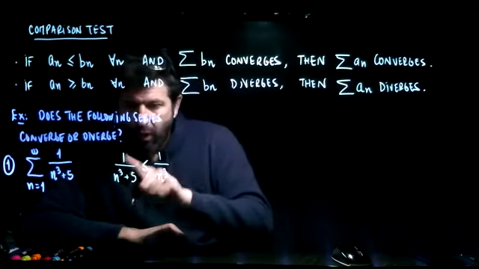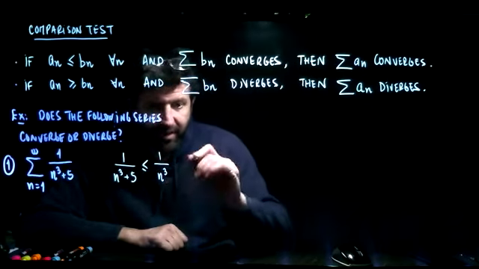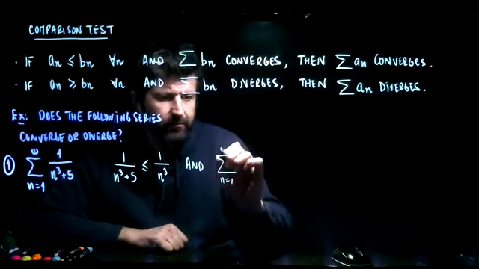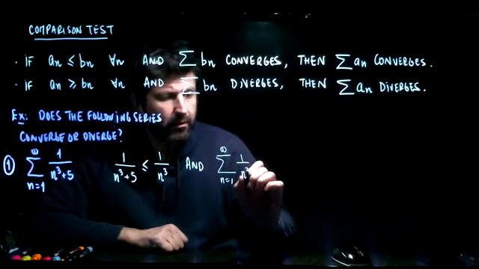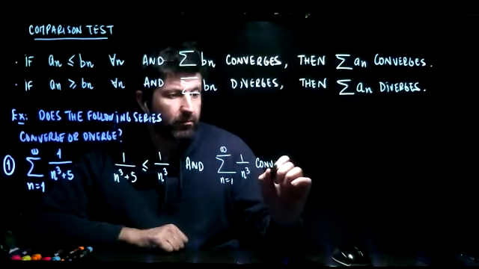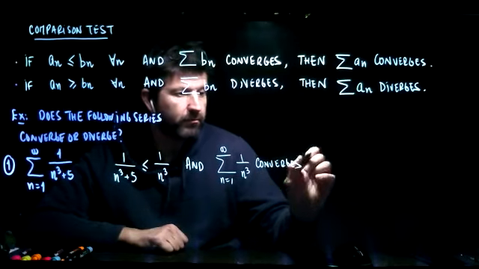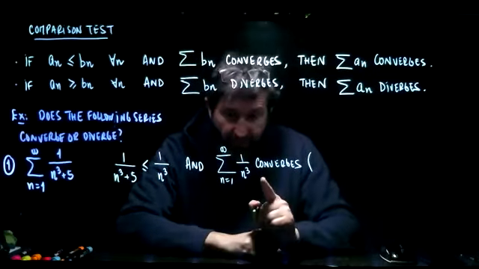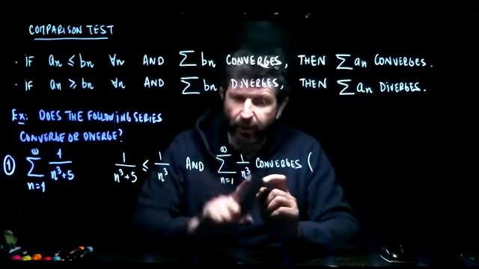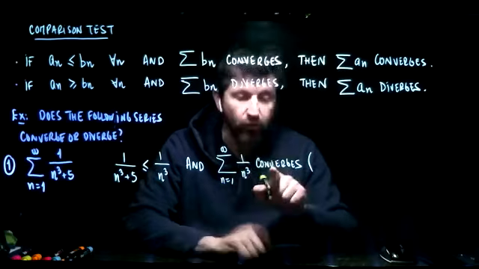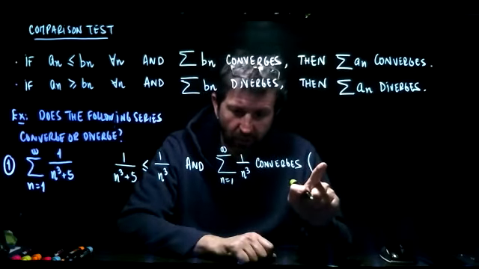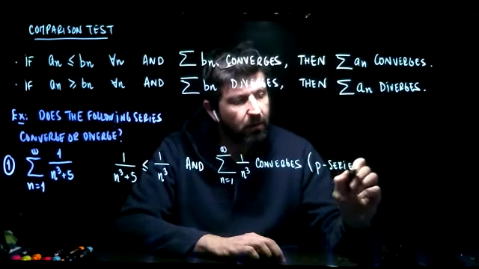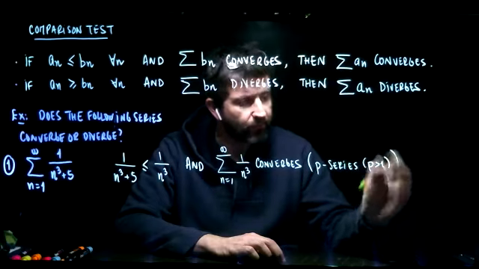So 1 over n^3 plus 5 is less than or equal to 1 over n^3, and the series of 1 over n^3 converges. This we know. How do we know? Because the power is bigger. Exactly. You have to specify this on the test. When you do the comparison test, you compare the two. You're stating that 1 over n^3 converges, so you have to tell me the test you used. I know it's a p series, and of course p is greater than 1. That's why it converges.